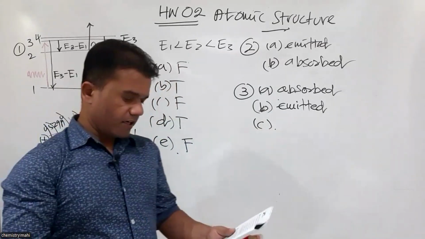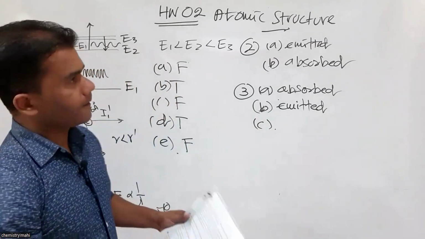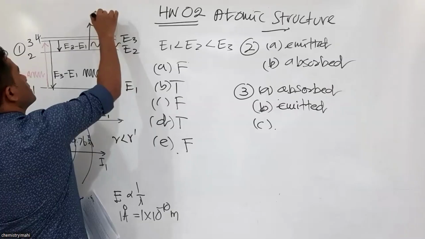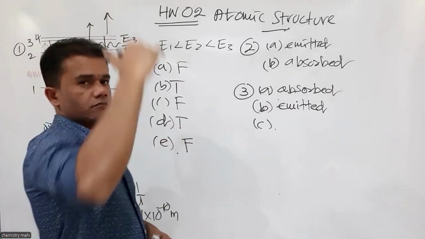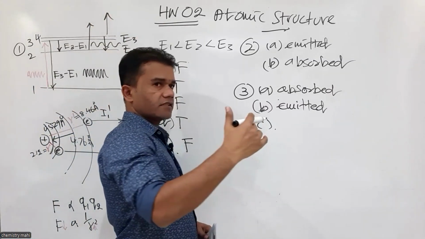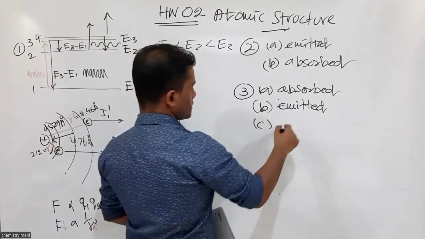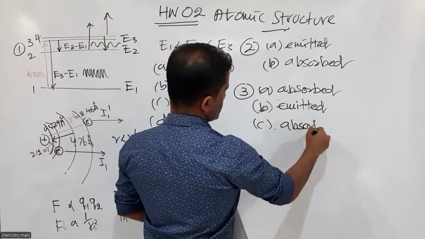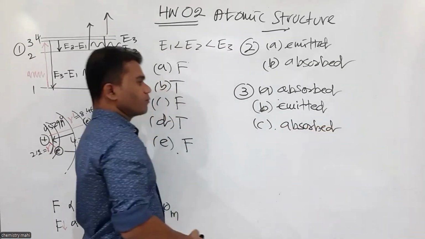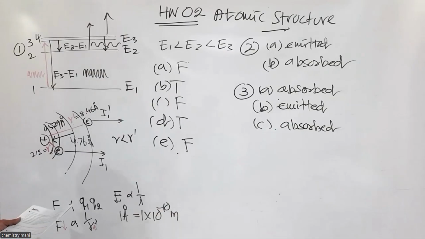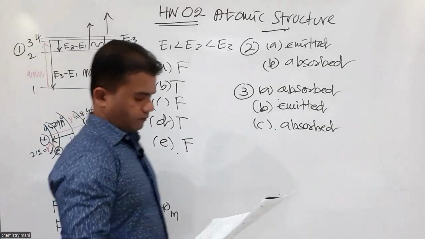Next one, from n equals 6 to n equals 3. Again, 6 to 3 means going away from the nucleus to a higher energy level. Definitely the energy of the electron increases. Therefore, it should be absorbed. Energy absorbed. Correct.